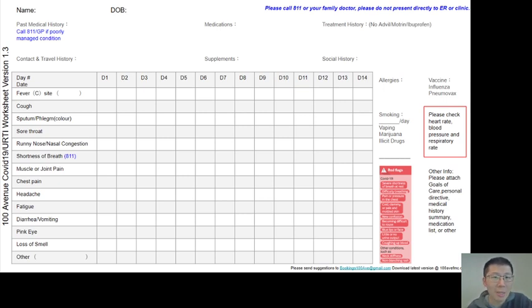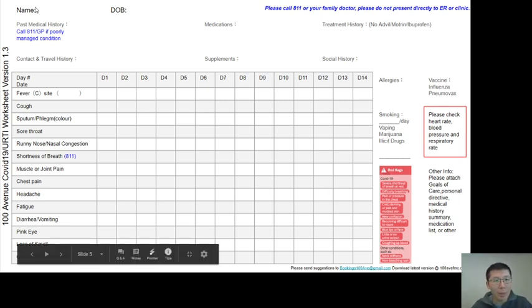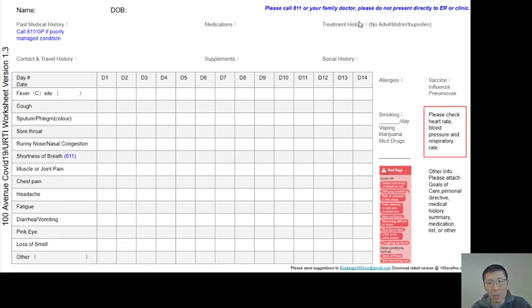You might be able to find a different worksheet online. I wasn't able to find one, so I decided to make one for my patients, and I hope that if people find it useful, you can share this worksheet with other people. For this worksheet, you would want to list your name and date of birth, and I've put a reminder here that if you do need medical attention, please call 811 or your family doctor, and don't go to a medical facility directly, in case you further spread the infection.